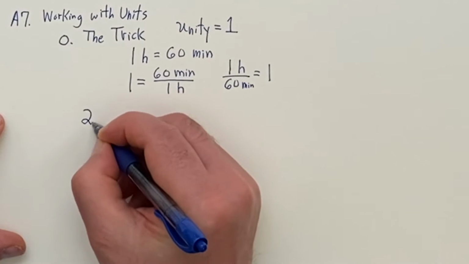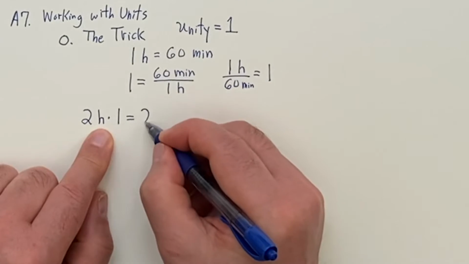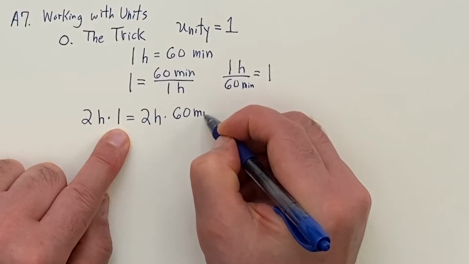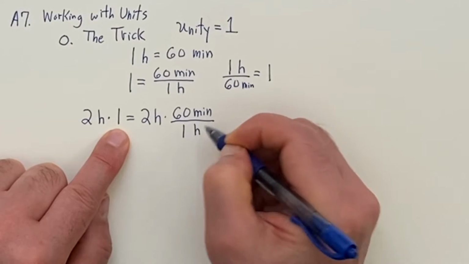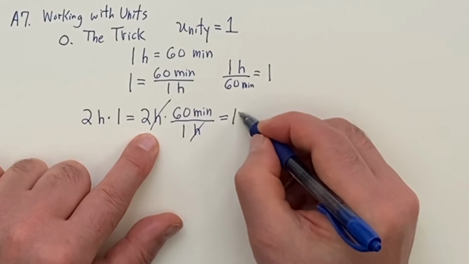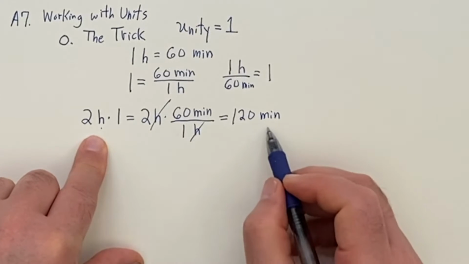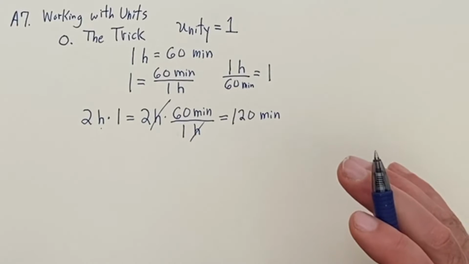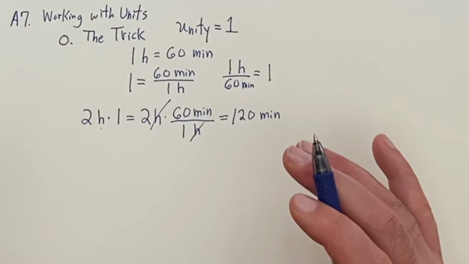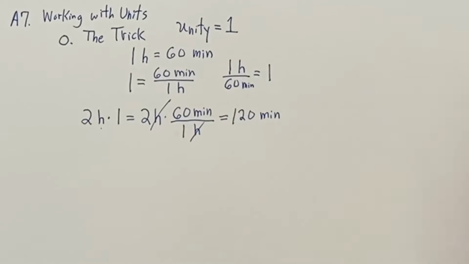So if I have, for example, 2 hours, I can multiply that by unity. I won't change the intrinsic value. But if I multiply by this form of unity, 60 minutes over 1 hour, then the hours cancel, and I get 2 times 60, 120 minutes. So I find that 2 hours is equivalent to 120 minutes. So I change the units by this trick of multiplying by unity in the appropriate fashion. And now we're going to do 3 examples of this.